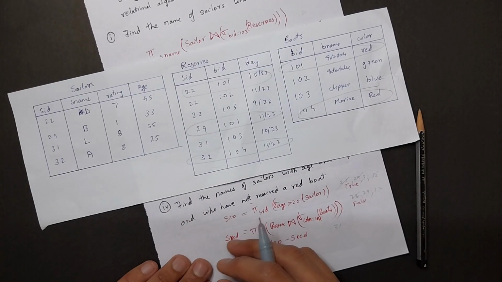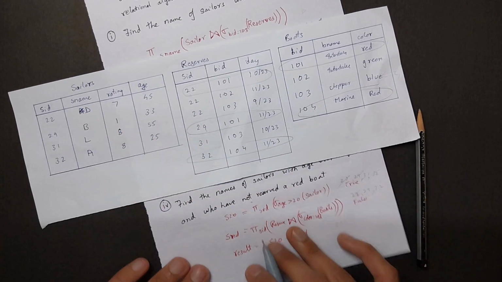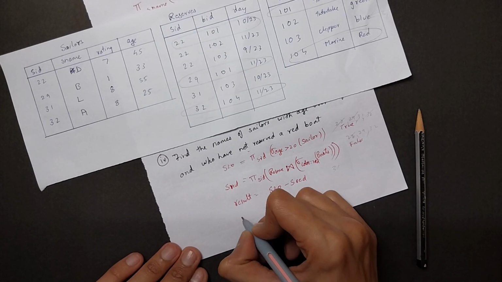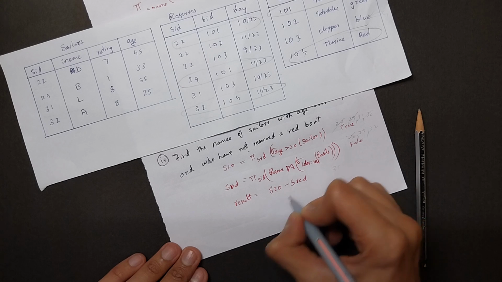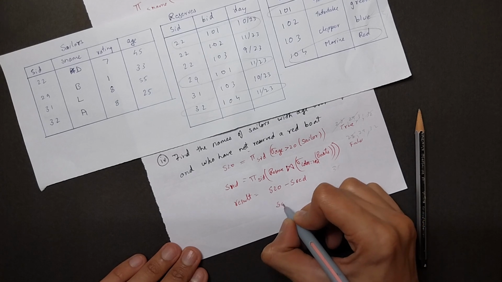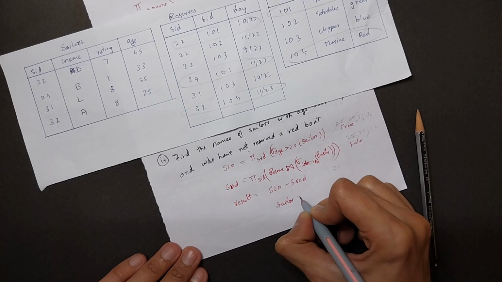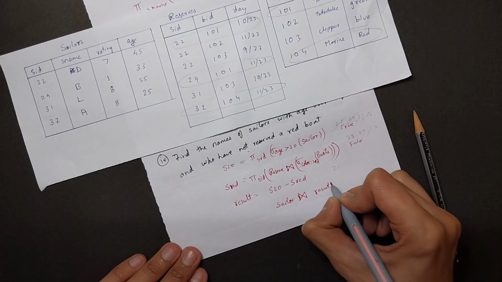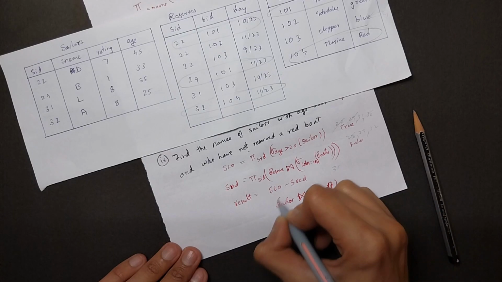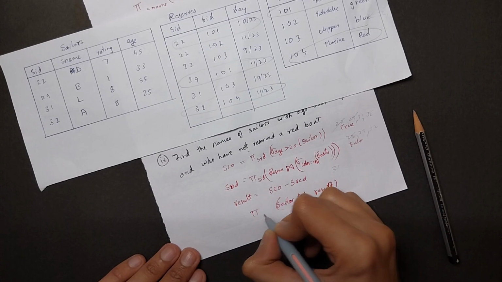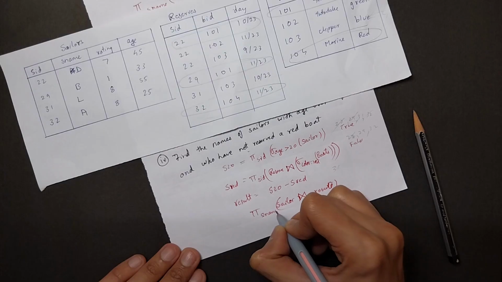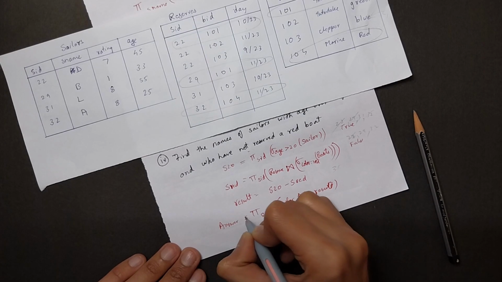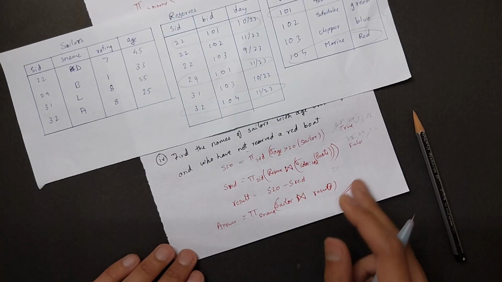Now I need to print the sailor name, which is very easy. You know the SID, so the final step is to join sailor natural join with this result, and then project only the sname. So this is my answer. This is how you need to solve it.